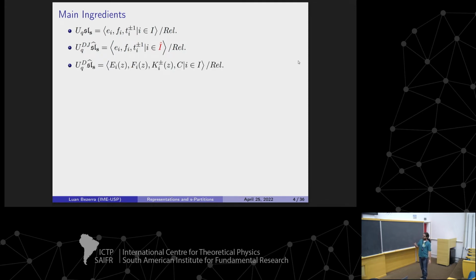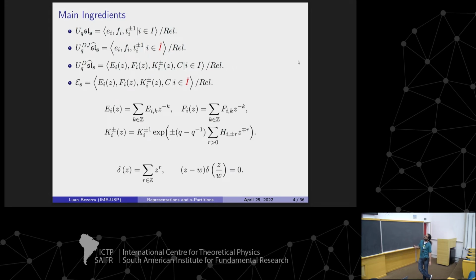Or you can consider the new Drinfeld affinization, where you have to consider generating series and having Fourier modes as generators. Now you have this central element, which is also taken as a generator in this case. Then to get the definition of the quantum toroidal algebra or superalgebra, you just do this new Drinfeld affinization, but now you take i hat, not just i.